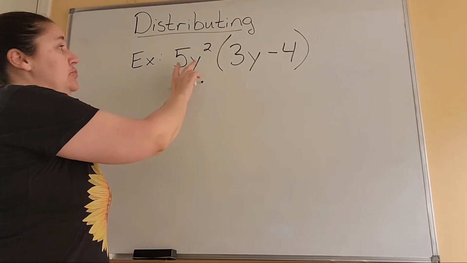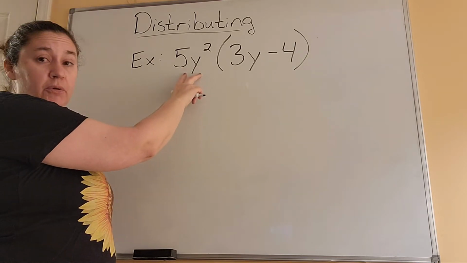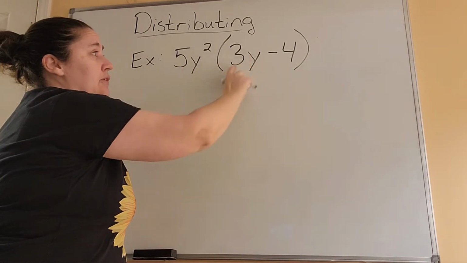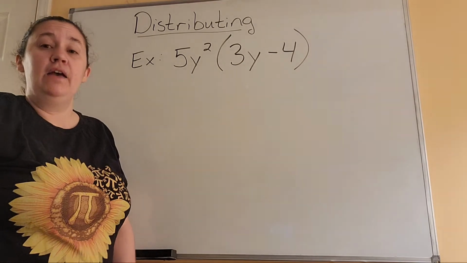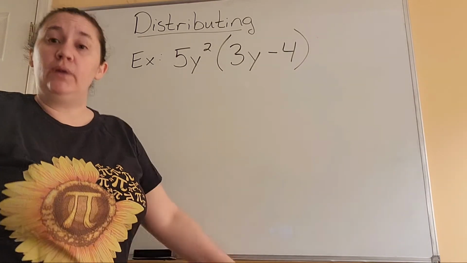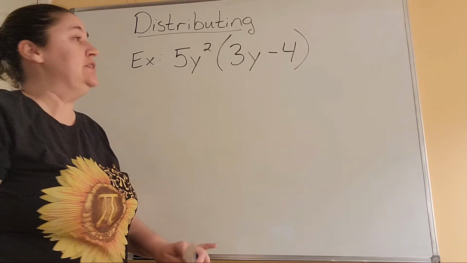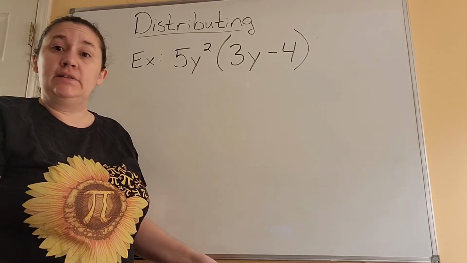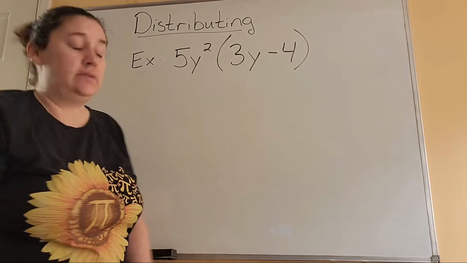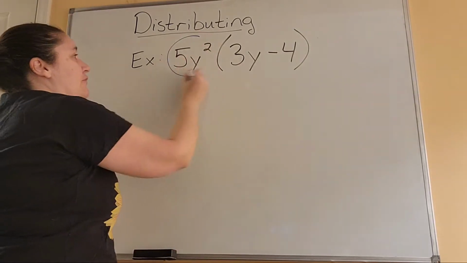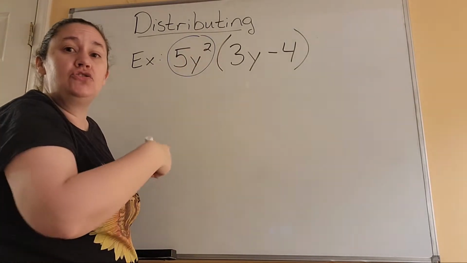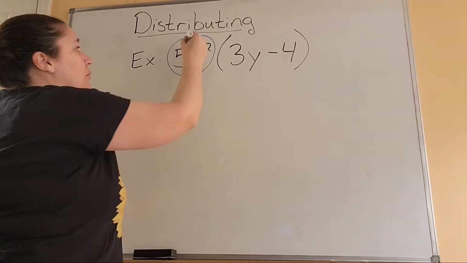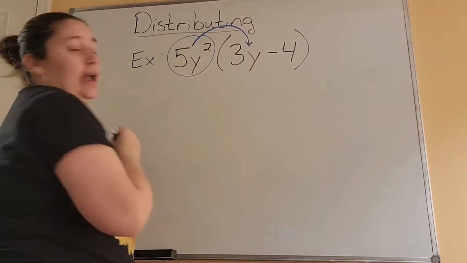We are going to distribute what's on the outside of parentheses to the terms that are on the inside of parentheses. That allows us to get rid of the parentheses. That's the whole point of distributing. Distributing is a way of rewriting something without the parentheses. So we're going to take 5y squared and distribute it. We're going to pass it out. We're going to give it to the 3y.